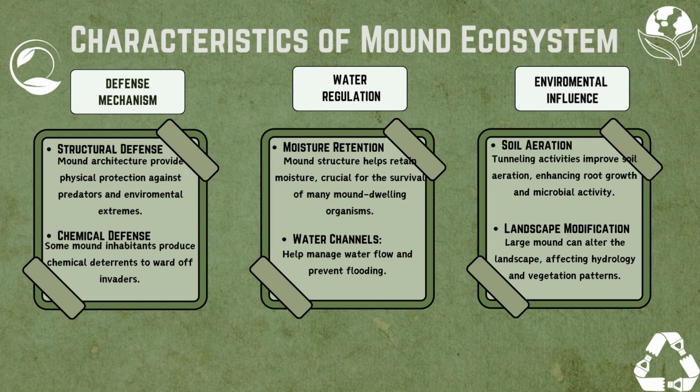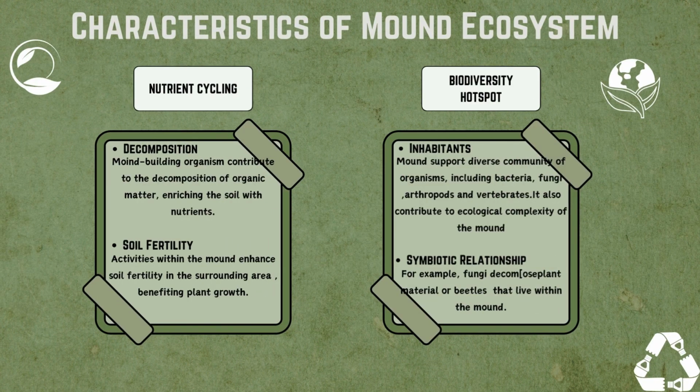For moisture retention, the mound structure helps retain moisture, crucial for the survival of many mound-dwelling organisms. And for environmental influence, in soil aeration, tunneling activities improve soil aeration, enhancing root growth and microbial activity. For nutrient cycling, in decomposition, mound-building organisms contribute to the decomposition of organic matter, enriching the soil with nutrients. And lastly is biodiversity hotspot.